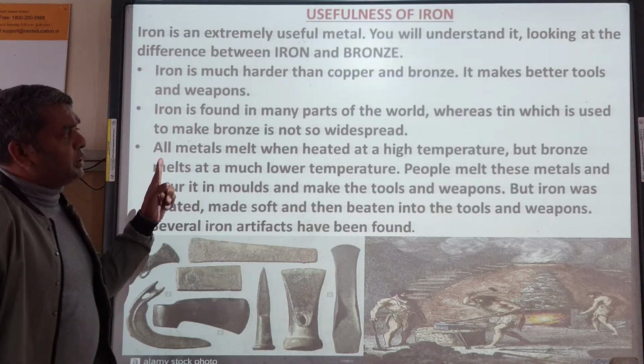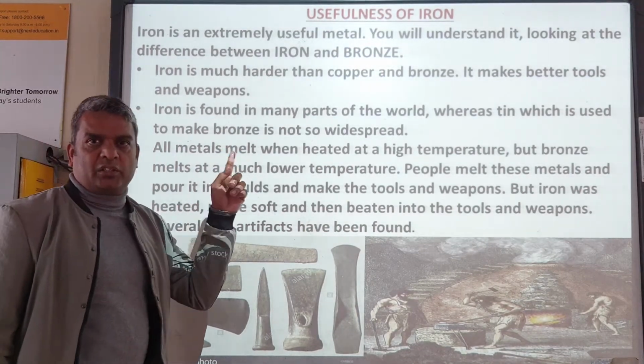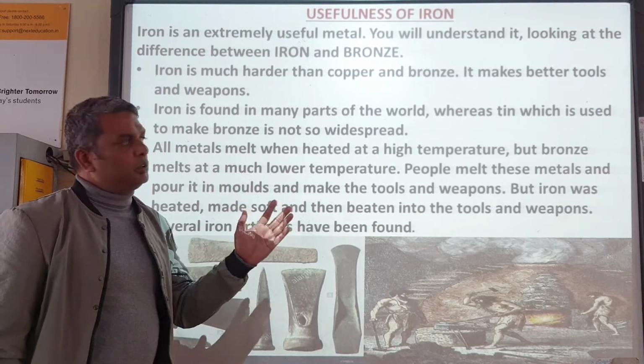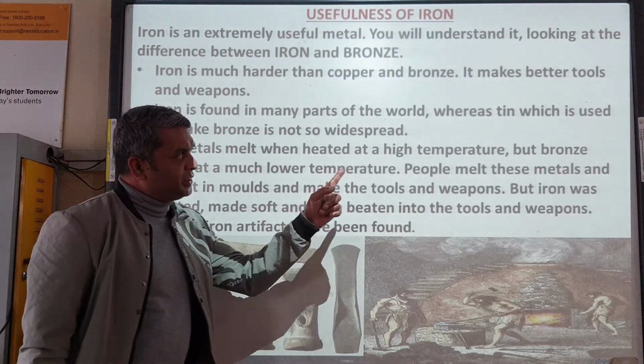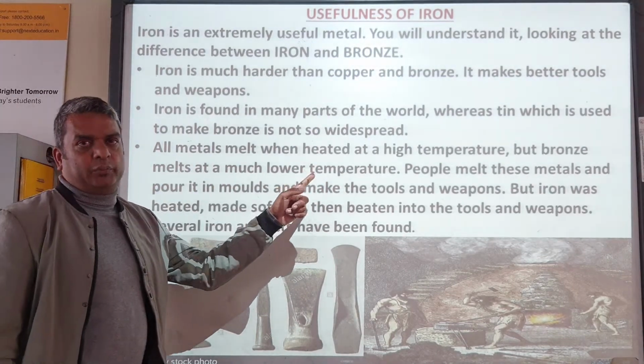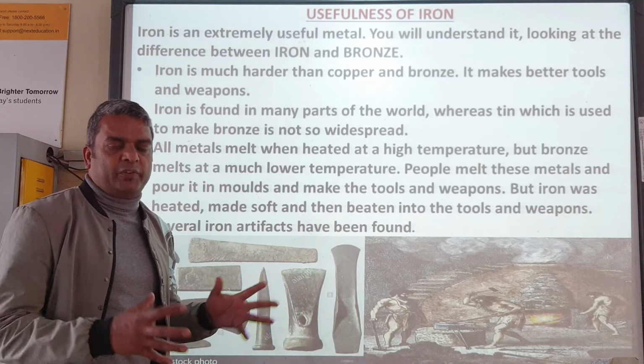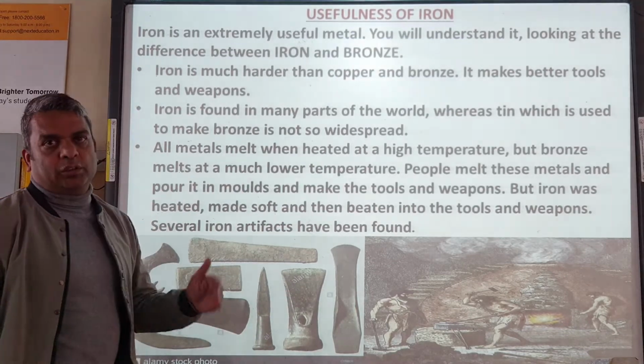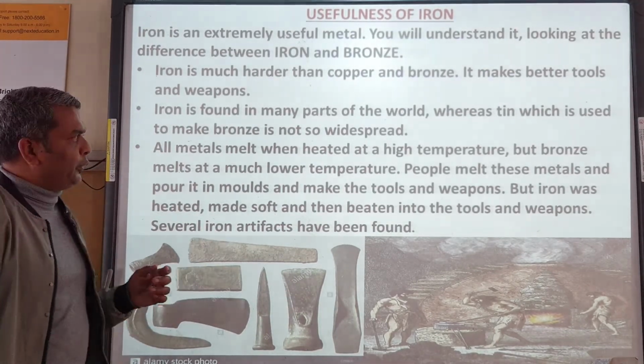And iron is found in many parts of the world, whereas copper is not found everywhere. Tin, which is used to make bronze, is not so widespread. We don't find it everywhere. Iron is available, so that is why the use of iron spread very quickly.